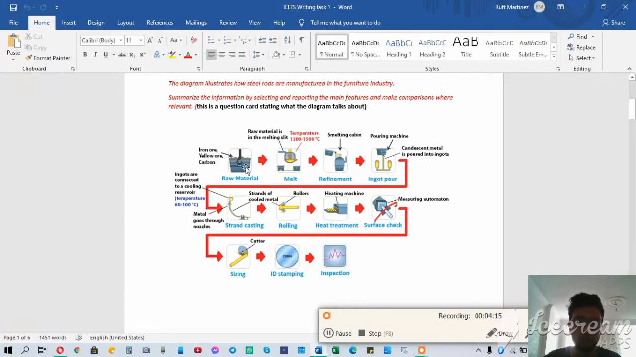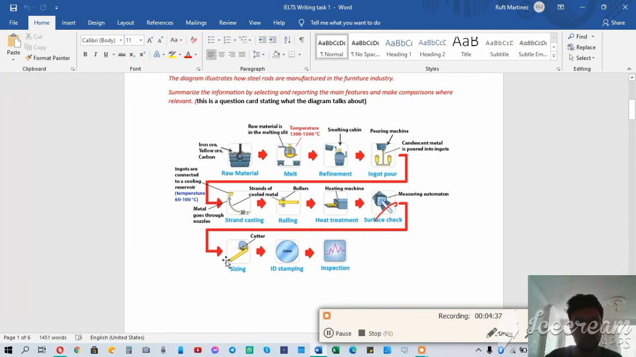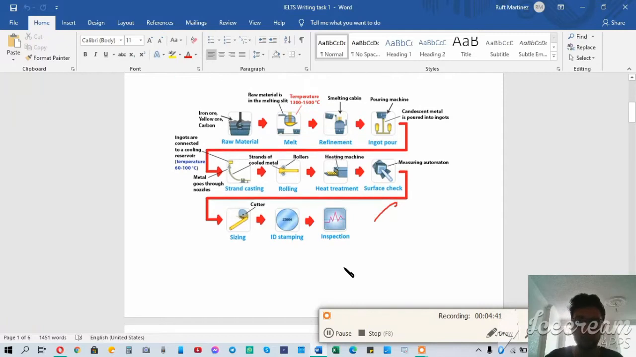As I said before, here we have three processes, and in the first process we have four stages: raw material, melting, refinement, ingot pour. In the second process we also have four stages: strand casting, rolling, heat treatment, surface check. In the third process we have three stages: sizing, ID stamping, and inspection. So this is how we examine the process.